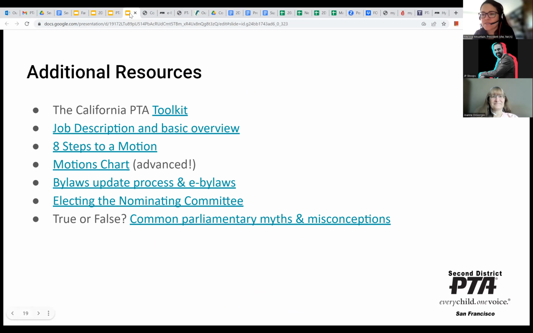So I'll stop here because that was a lot of information about the 3 main roles of the parliamentarian, and I'm just happy to answer any more specific questions that have come up for you, if any.